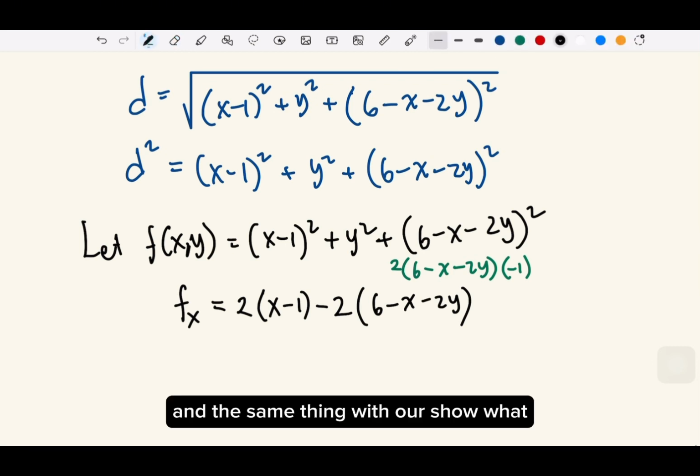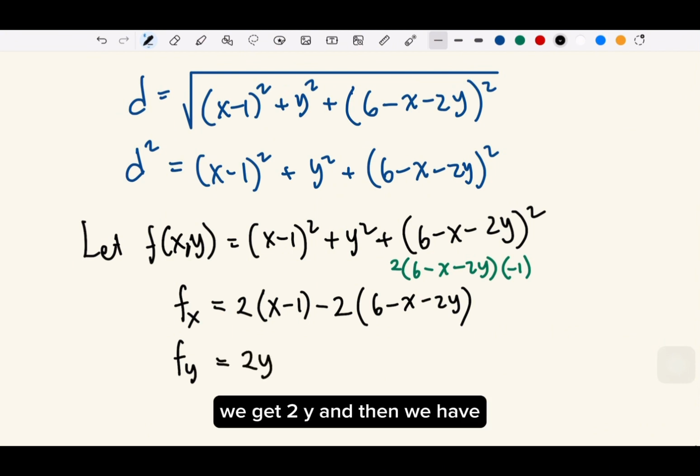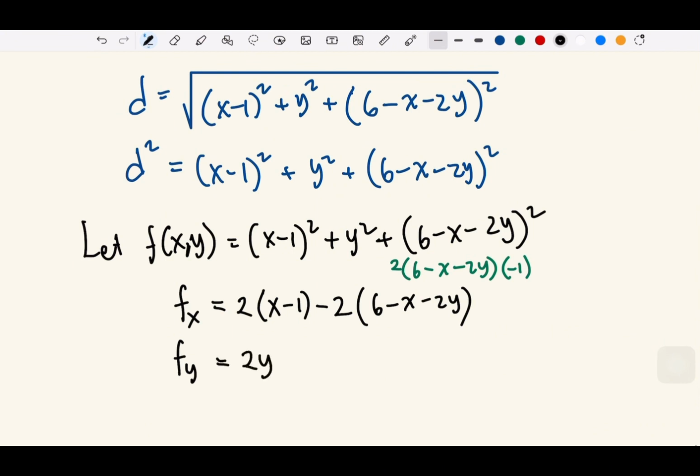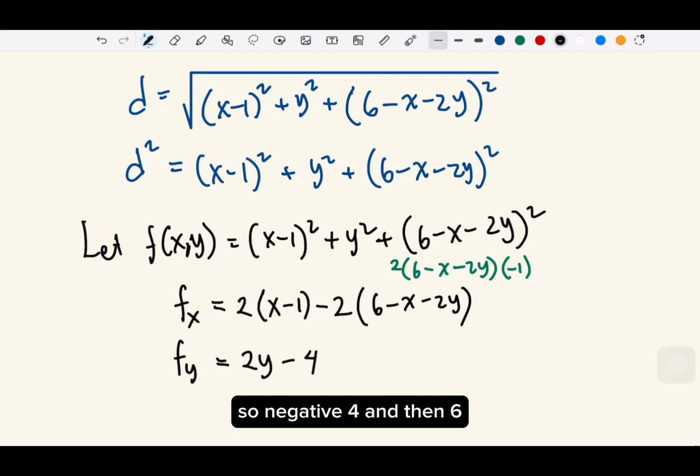And the same thing with partial y. We get 2y, and then we have negative 4, right? Negative 4 because 2 going down and then multiply with negative 2, so negative 4. And then 6, that's x minus 2y.